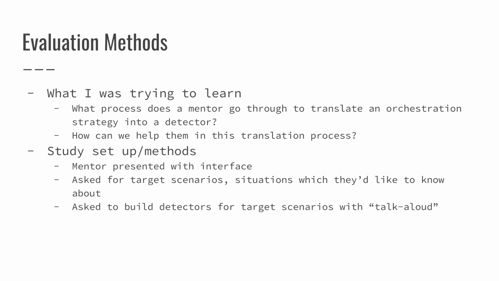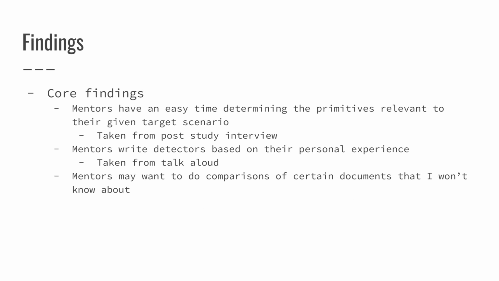And from there, we gleaned 3 target scenarios that a mentor would like to know about, and they were asked to build detectors for these target scenarios in a talk-aloud manner, so talking as they build that detector. Core findings for this is we found that mentors actually have a fairly easy time determining the primitives that they need that are relevant to the given target scenario. So they intuitively know what the documents may look like when a target scenario is occurring.